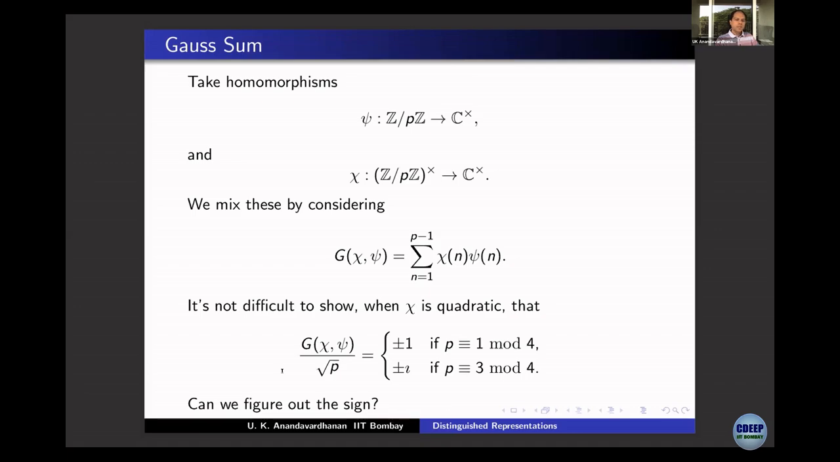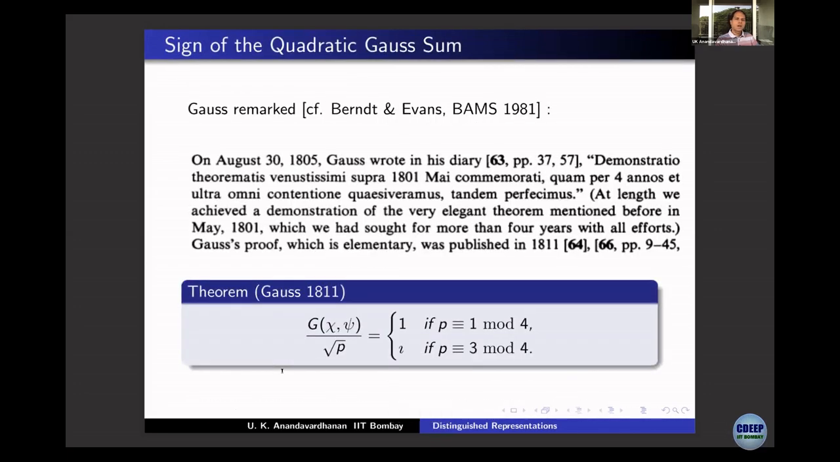Question is, can you figure out the sign? Why plus or minus? Can you fix it? Here comes the promise story from the first slide. Gauss remarked that in 1801 he knew that he could fix a sign. Both should be positive, but he couldn't do it. He could do it only in 1805, after 4 years, and he published it only in 1811.